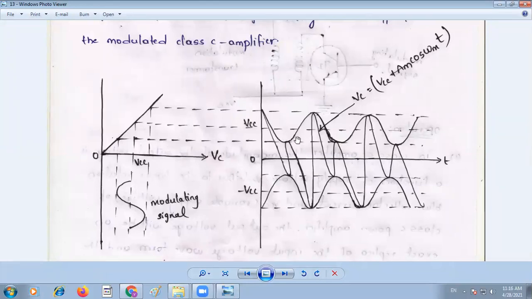The carrier signal voltage changes in amplitude according to the modulating signal changes. So VCC is the reference, going from VCC to 0 and 0 to VCC, the maximum reference. Taking the VCC value as the reference base of the modulated signal, positive peaks and negative peaks appear.